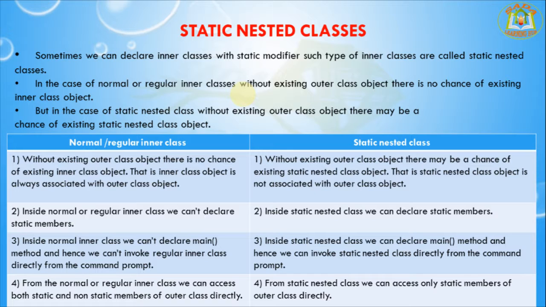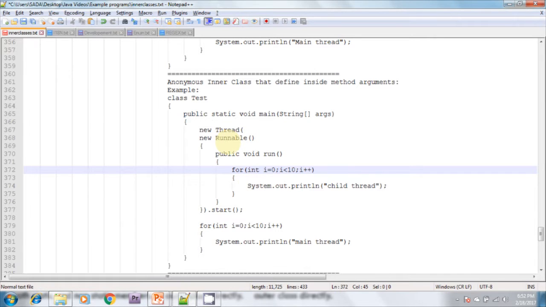In the case of normal or regular inner classes, without an existing outer class object, there is no chance of an inner class object existing. But in the case of static nested classes, without an existing outer class object, there may be a chance of existing static nested class objects. Now I will show one example regarding static nested inner classes.